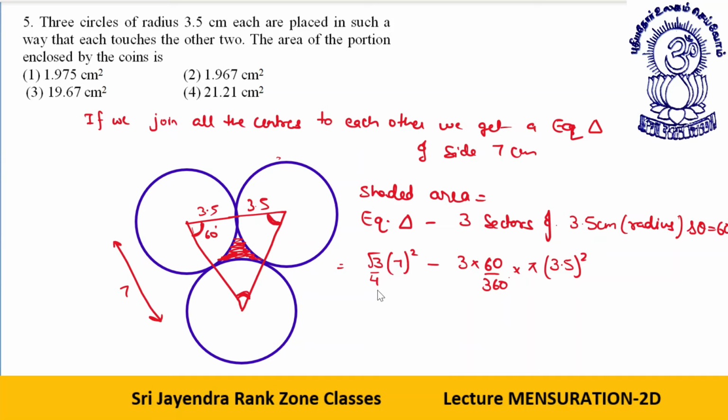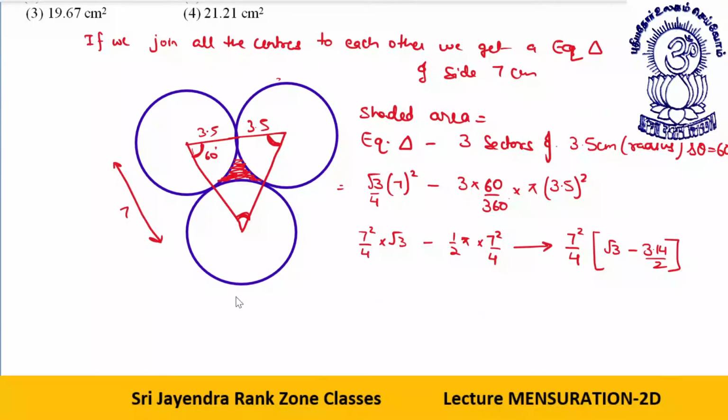Okay, so dear students, what I can say is 7 square by 4 into root 3, this is half pi, this becomes half. 3.5 is 7 by 2 into 7 square by 4. Fine. So this gives me 7 square by 4 taken common, let me write it in detail, root 3 minus pi by 2. Pi is what? 3.14 divided by 2.